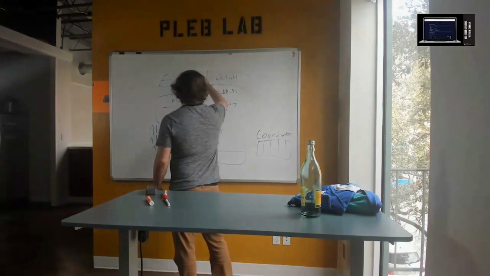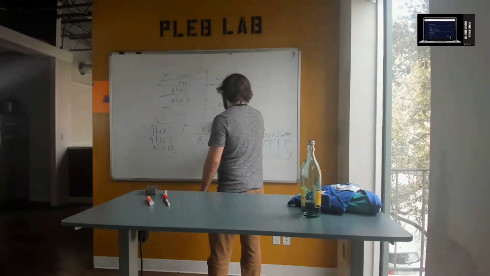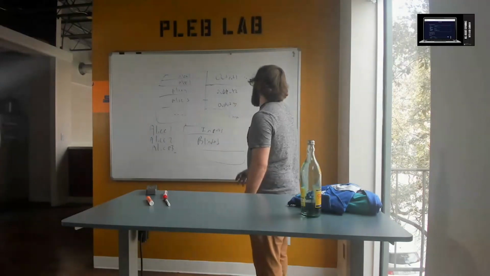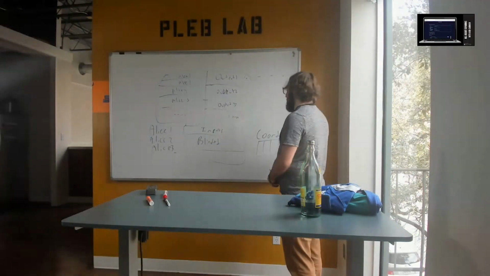So Alice has these two inputs here, and then afterwards she'll have an output and a change. If she just keeps mixing this output, then it's going to be harder and harder to tell which one exactly is her.